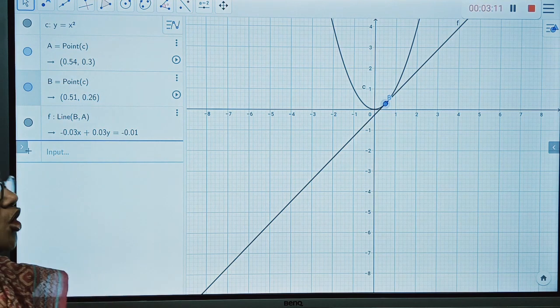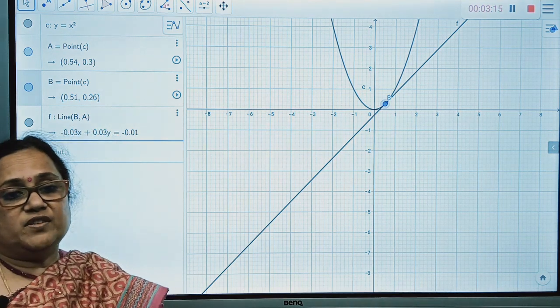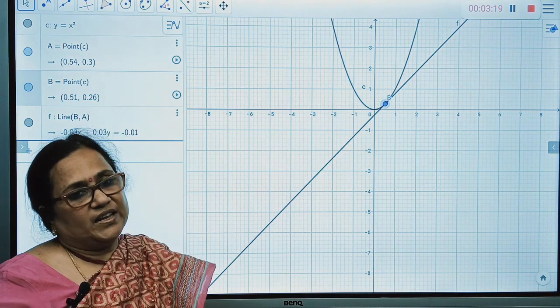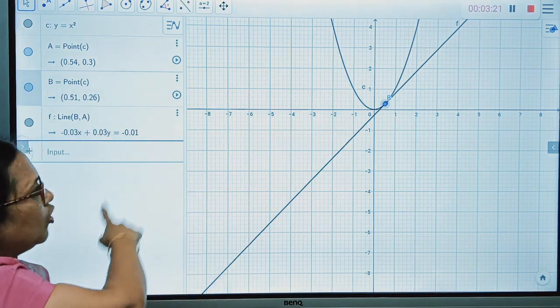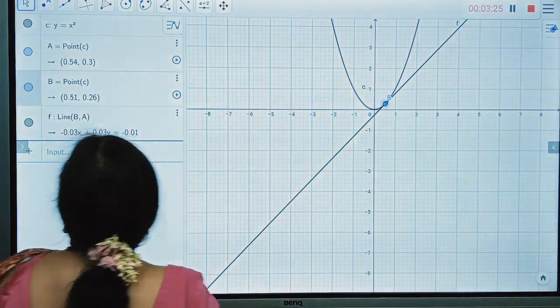So what is the geometrical meaning of derivative? The geometrical meaning of derivative is nothing but the slope of a tangent to a given curve at a given point. So this is what I also drew and showed you in my earlier slide. Let's go back to the earlier slide.